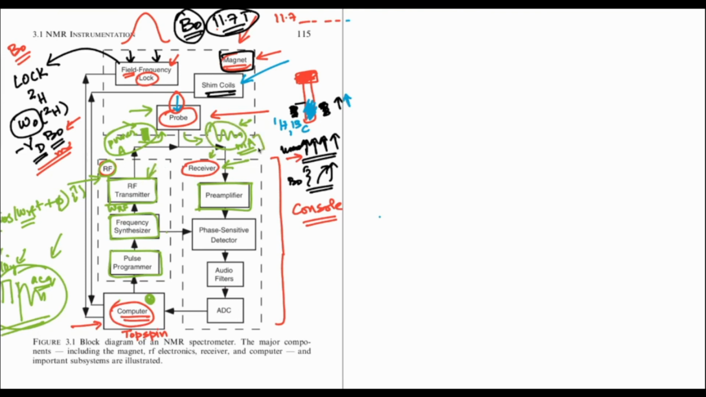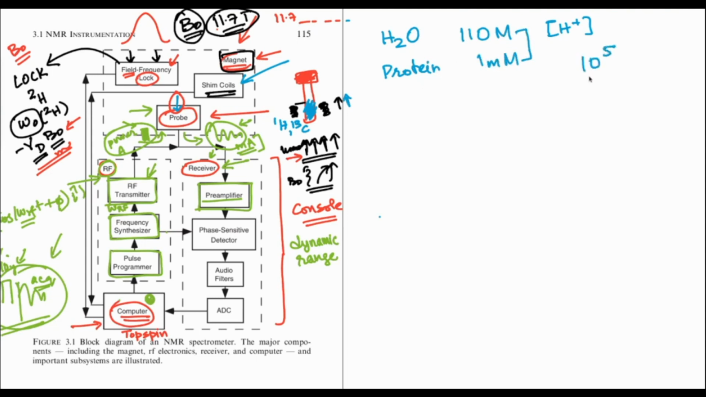Since the signal is of very low intensity, the preamplifier that is present increases the signal as much as possible so as to improve something called dynamic range. Let's quickly talk about what dynamic range is. Dynamic range is one where, let's say you have a signal. Remember, you're going to have a sample that has a lot of water. You're talking about 110 molar of H plus ions that are going to be present. Let's say the protein that you're talking about is present at 1 millimolar. So therefore, the huge difference between the signal from water and the protein is going to be like 10 power 5 orders of magnitude different.